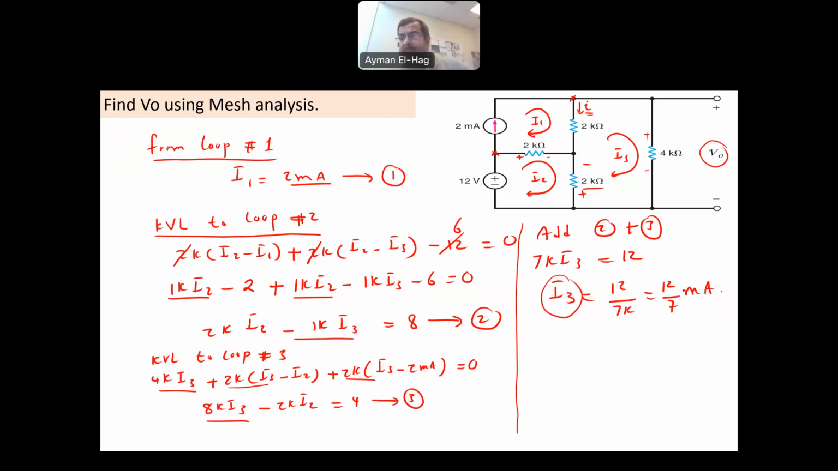Now what I want to find is V out. But what is V out? V out is nothing but 4K times I3. So it is 4K times 12 over 7 milliamp. The milli will cancel with the K, and this will give me a voltage equal to 48 divided by 7, or equal to 6.86 volts. So this is how we handle a basic mesh analysis question.